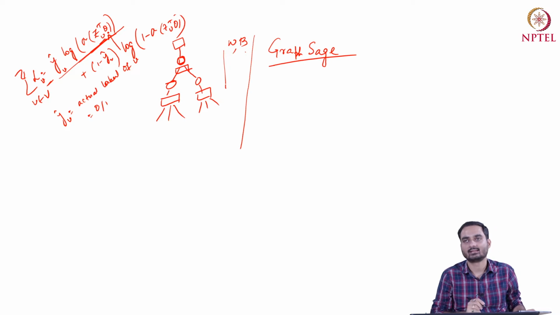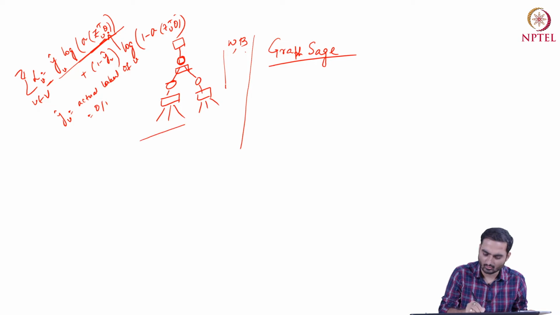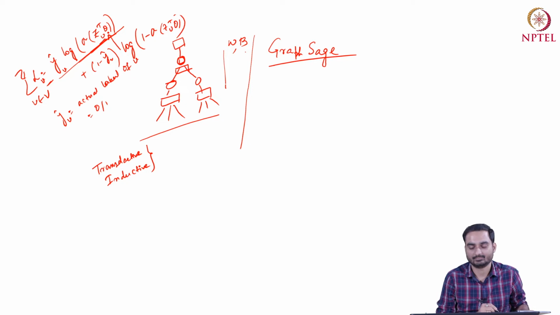So, GraphSAGE is essentially a more generalized version of graph convolutional network. Remember, the beauty of the graph convolutional network is that it can also be useful for inductive learning, right. I hope you have heard about something called transductive learning and inductive learning. These are very common terminologies in machine learning.